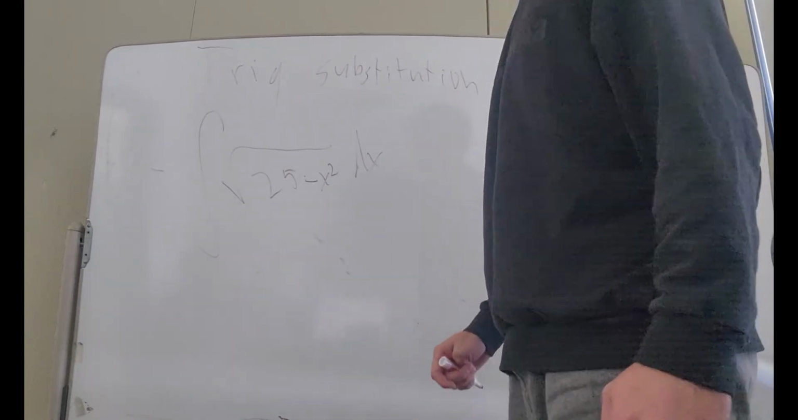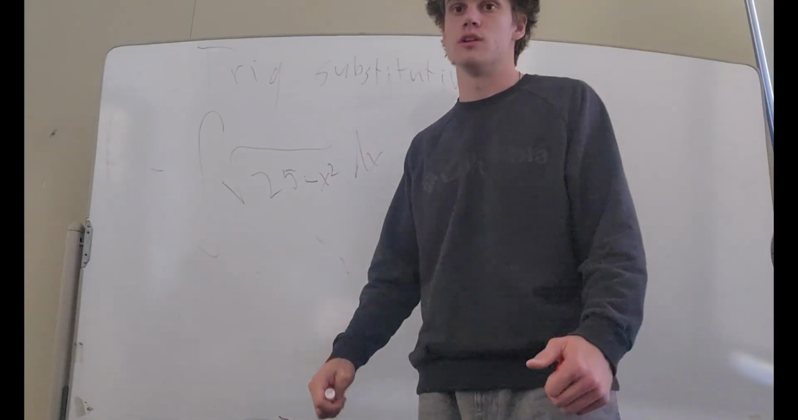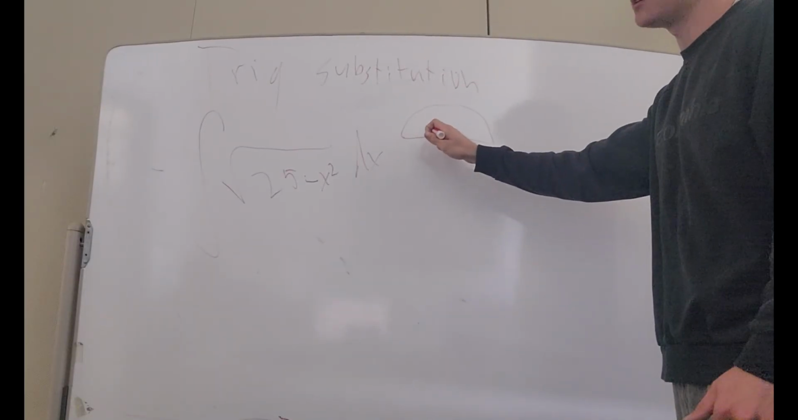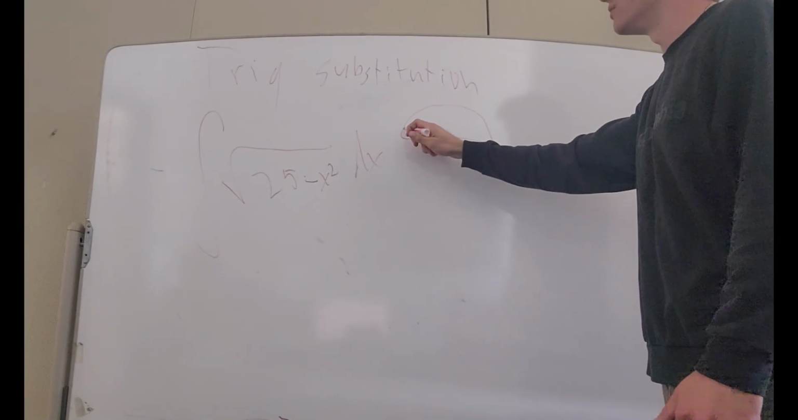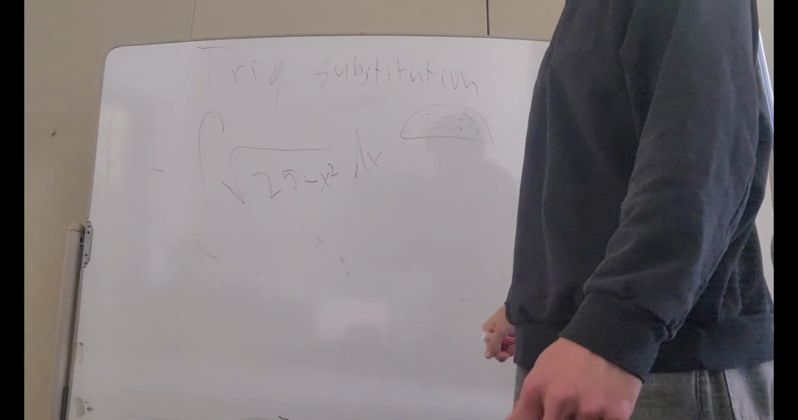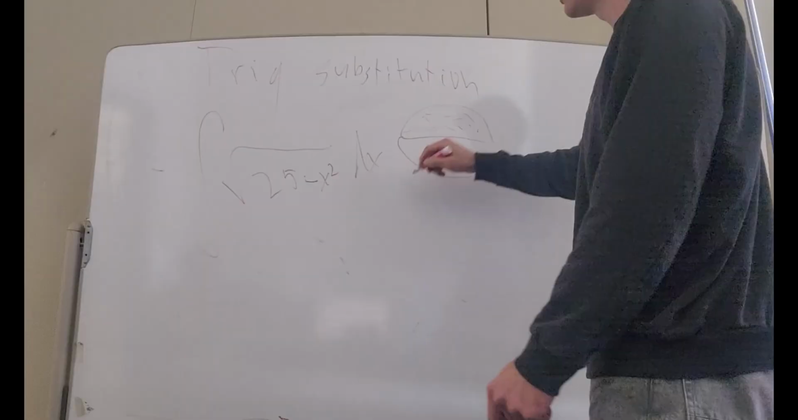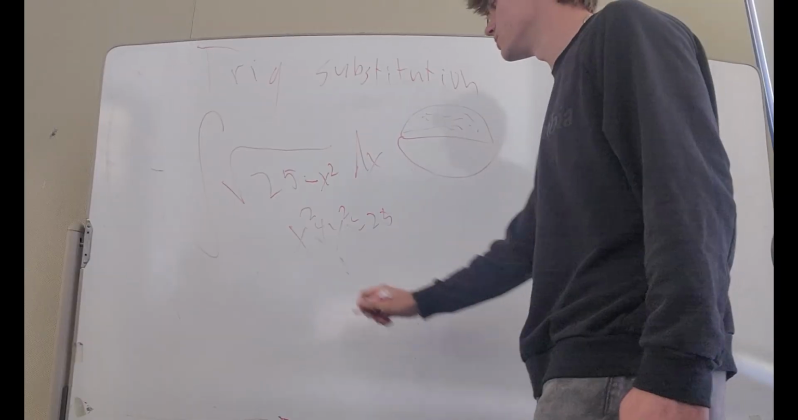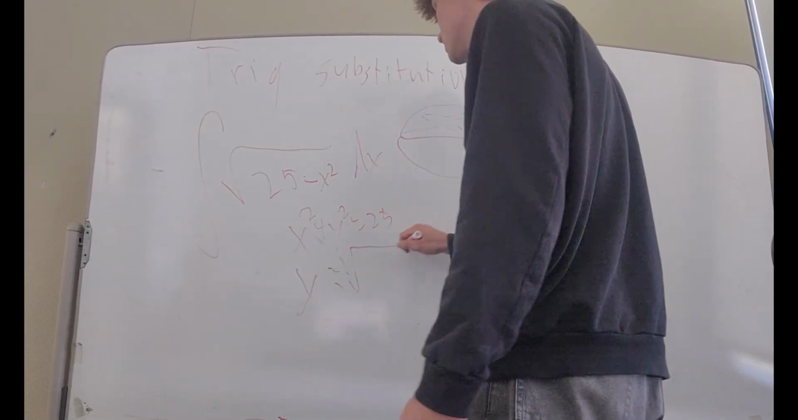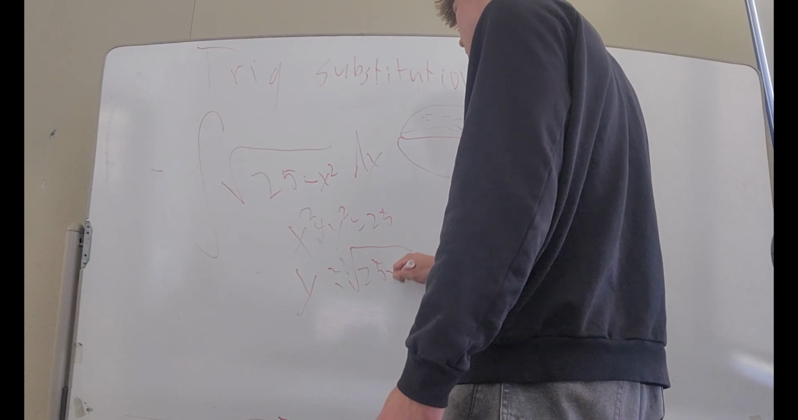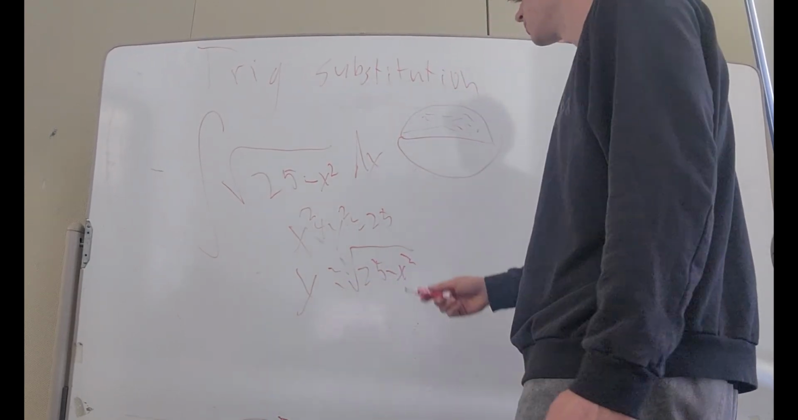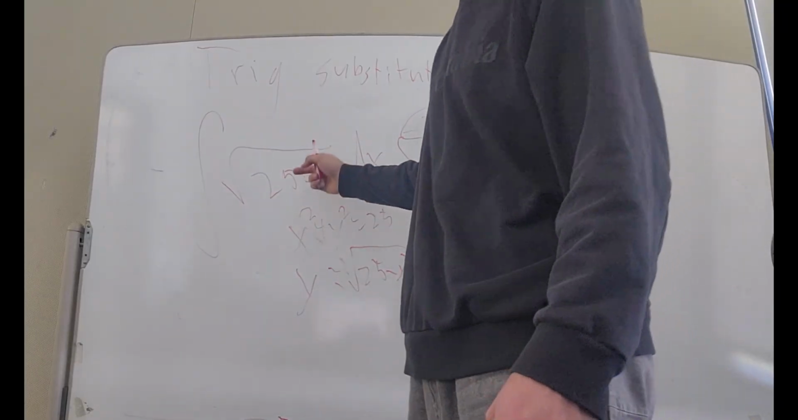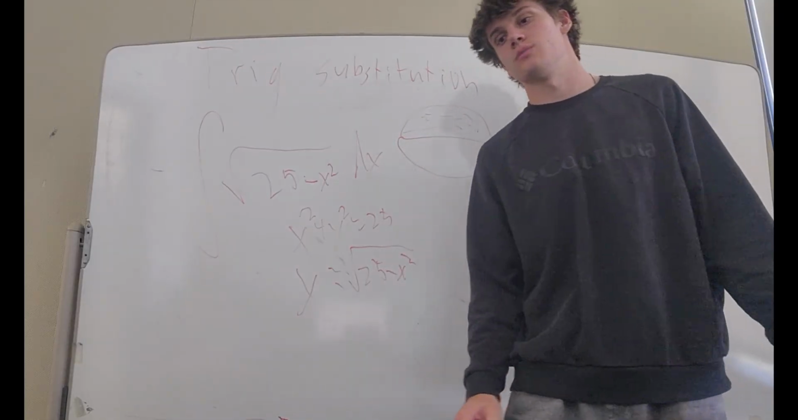Let's say you're an engineer and you're designing part of a circular ramp or a bridge, and you want to find the area of this section of it. The equation of a circle is going to be something like x squared plus y squared equals 25. And when you solve for y, you're going to have something like 25 minus x squared. If you want to find the area under that bridge, you would need to integrate. And the only way you can solve this is by using a technique called trig substitution.